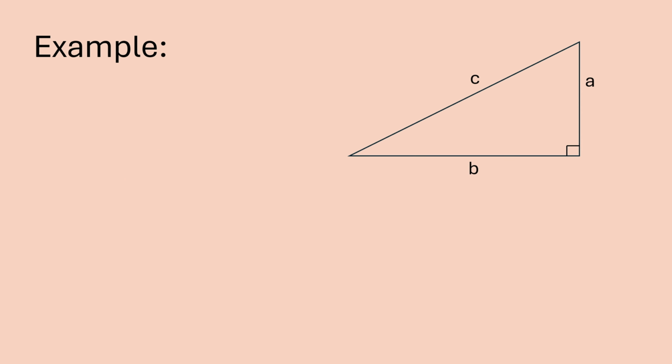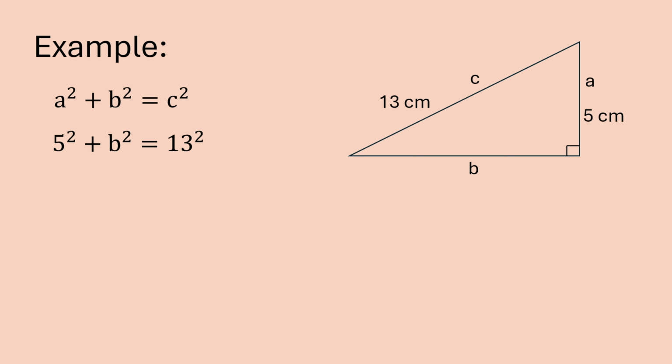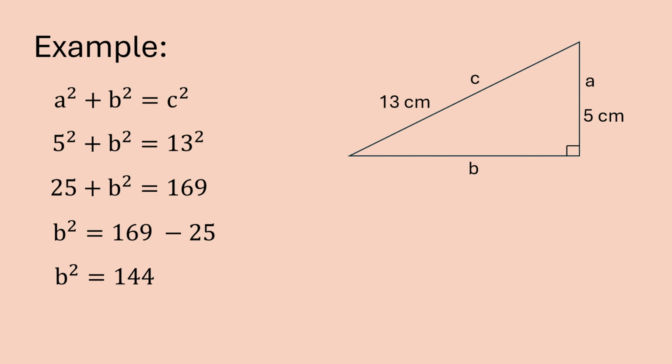Next example. This is a right triangle. Here one adjacent side is 5 centimeter long and the longest side is 13 centimeter. It is the hypotenuse. Now we want to find out the length of the side B of the right triangle. Pythagorean formula is a squared plus b squared is equal to c squared. So 5 squared plus b squared is equal to 13 squared. So 25 plus b squared is equal to 169. So b squared is equal to 169 minus 25 is equal to 144. So b is equal to square root of 144. So b is equal to 12 centimeter.